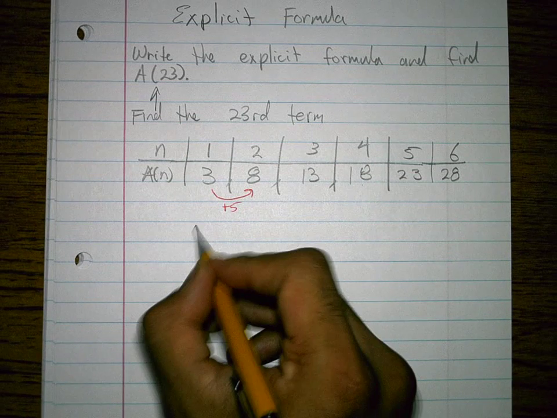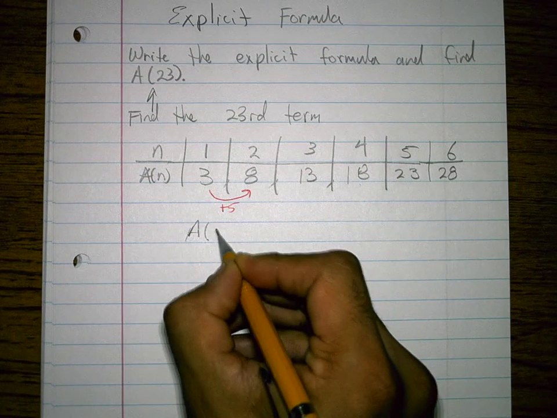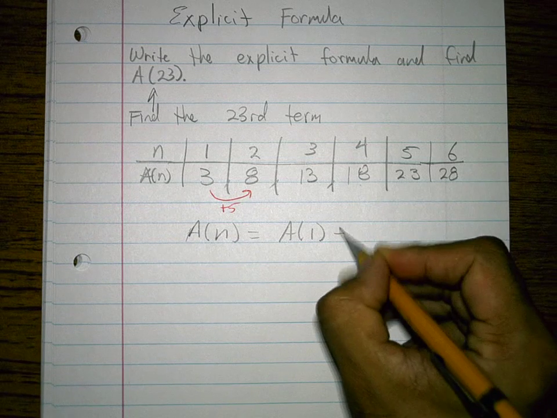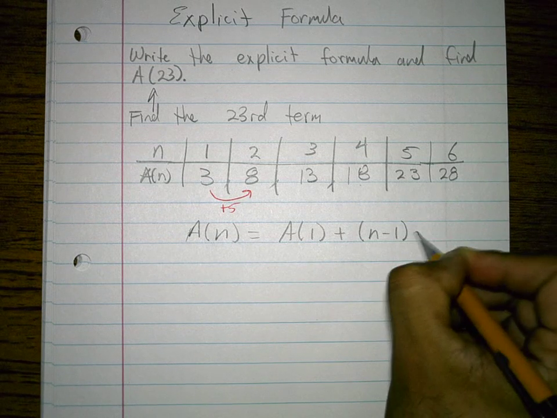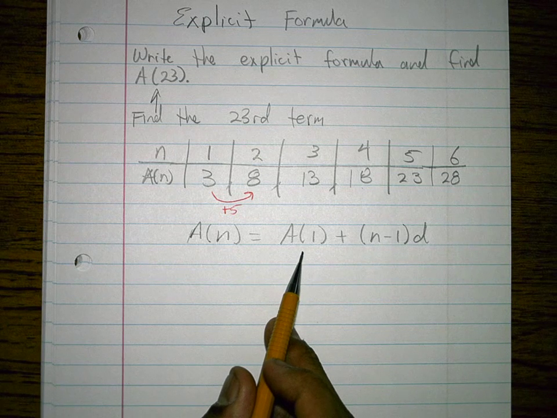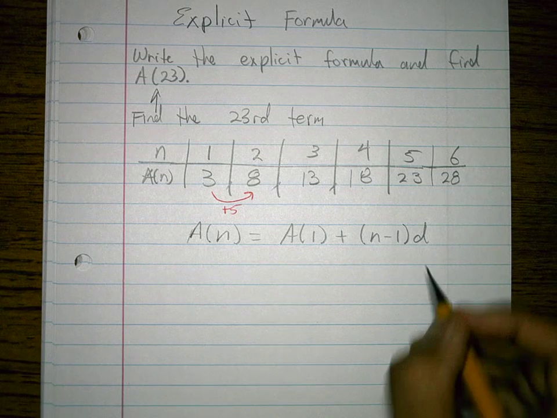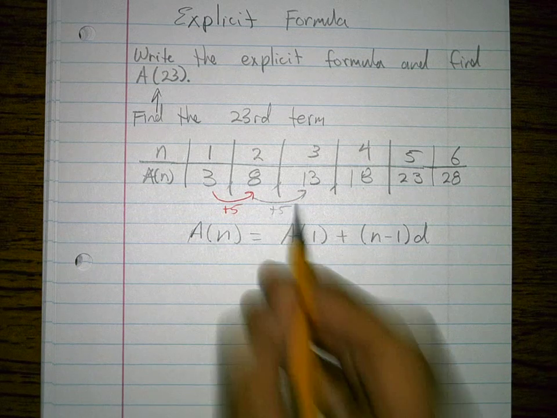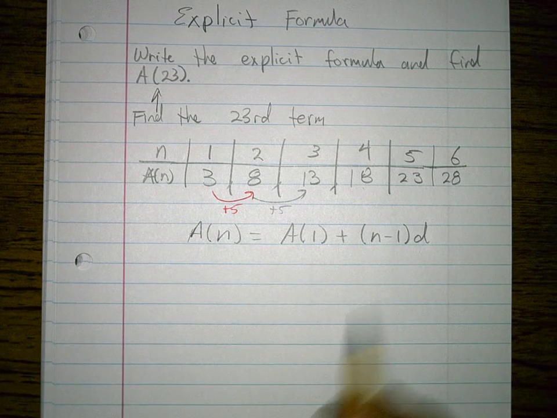So let me show you. This is the explicit formula. Okay, so it's a sub 1, which is the first term, okay, and d is our common difference. That's this number that I keep adding every time. Okay, so I need to know the first term and the common difference.